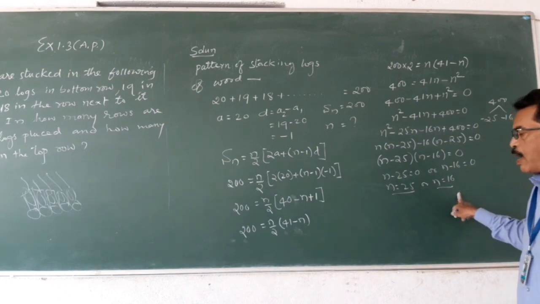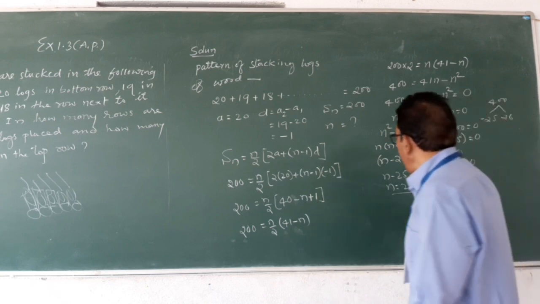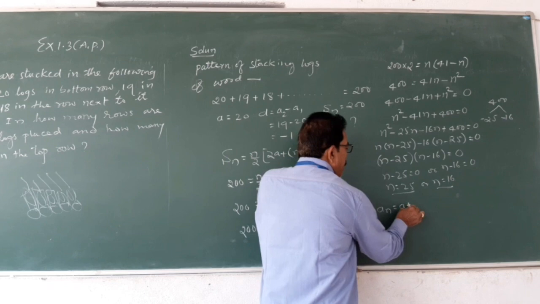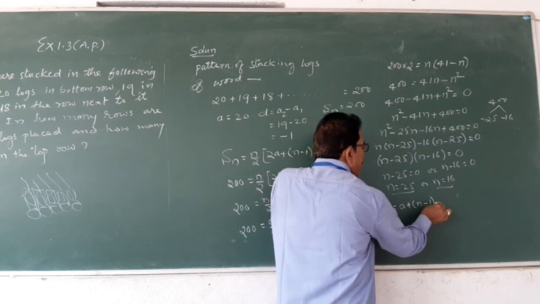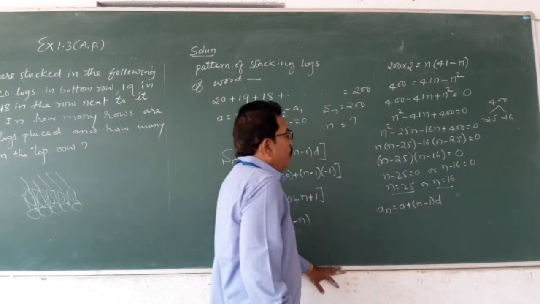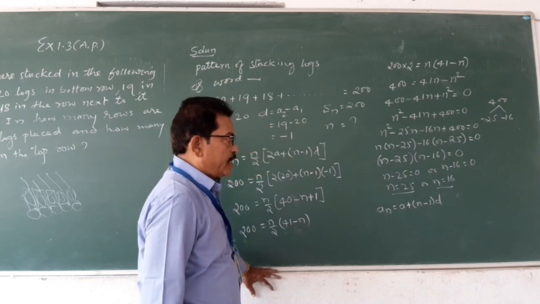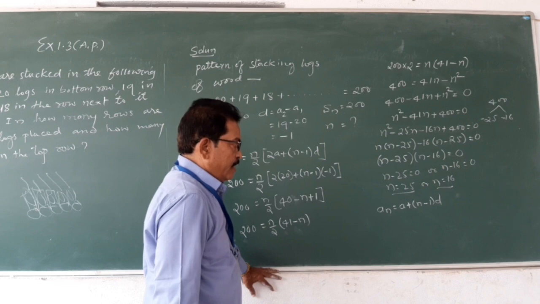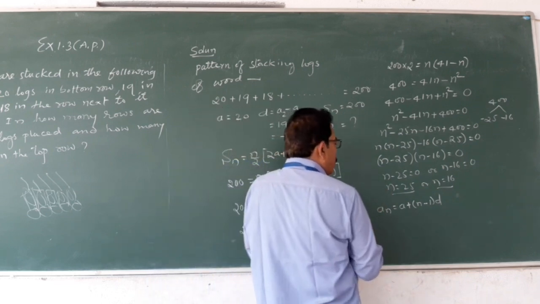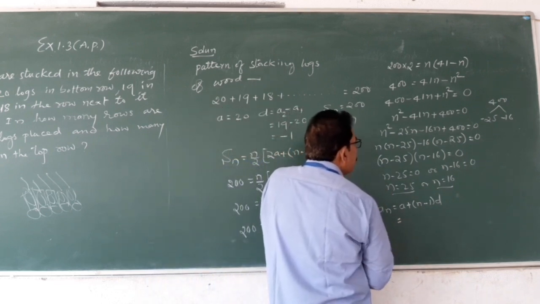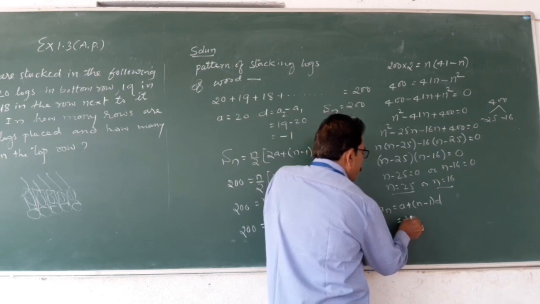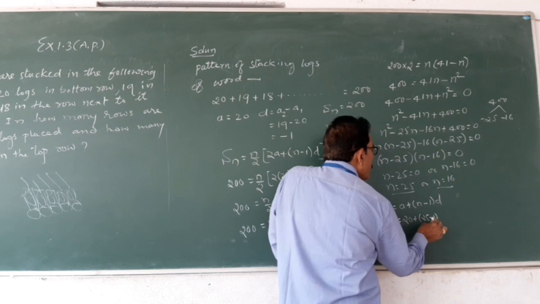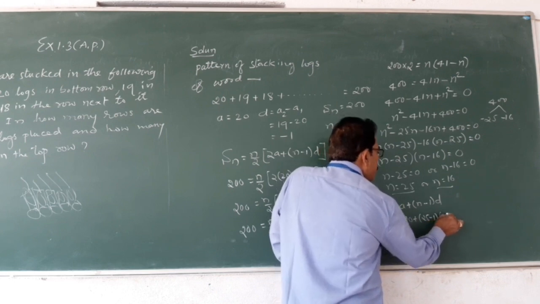Next, what do we have to do? By using the formula a_n equals a plus (n minus 1) into d, we have to check which one is the exact answer. Let us check n equals 25. The common difference is minus 1.